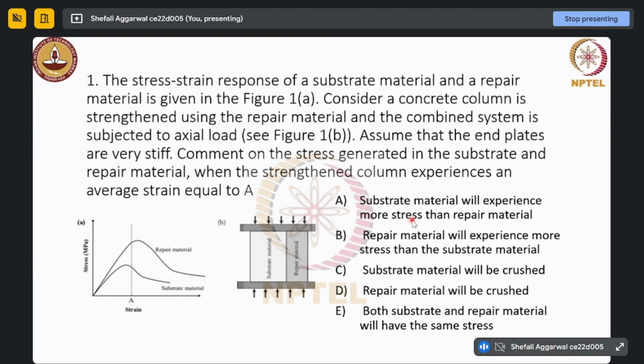Think about it. The substrate material will experience more stress than the repair material. At point A, we have to see. The repair material will experience more stress than the substrate material. The substrate material will be crushed. The repair material will be crushed. Or both substrate and repair will have the same stress.